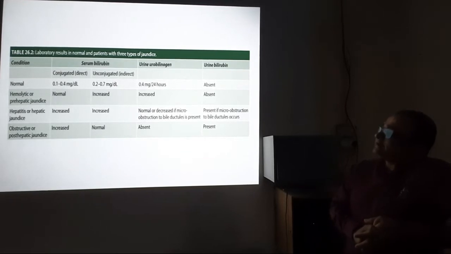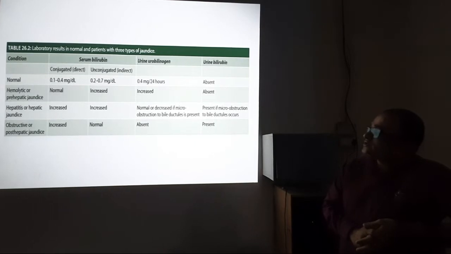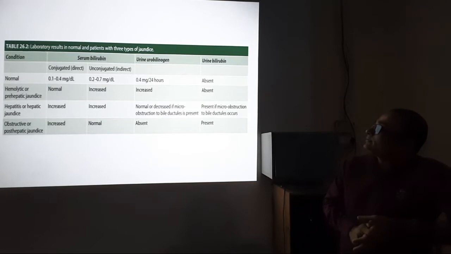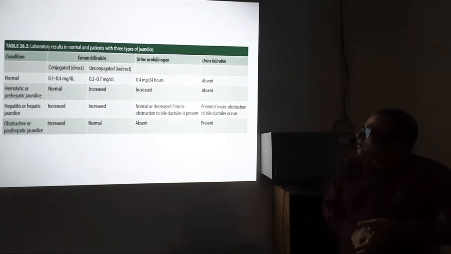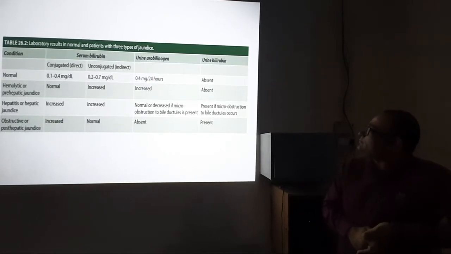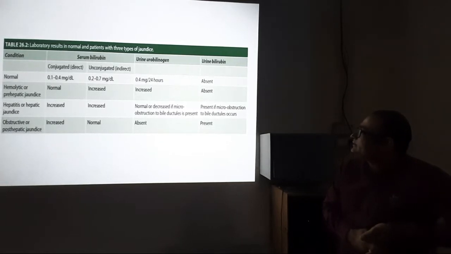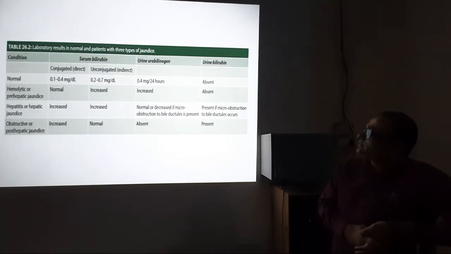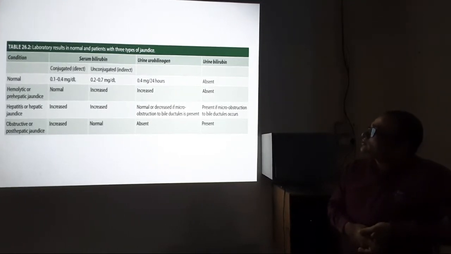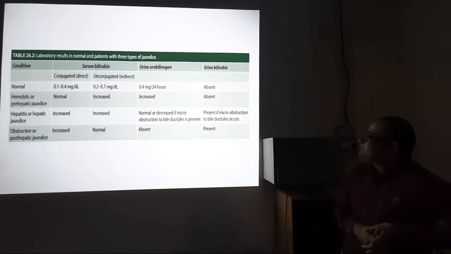Then next is hepatic jaundice. In hepatic jaundice, as I already told you, you will get both increased conjugated as well as unconjugated bilirubin. Urobilinogen in the urine might be normal or it might be decreased if there is obstruction to the ductules, and urine bilirubin may be present if there is obstruction to the intrahepatic bile ductules. So this is the picture of hepatic jaundice: both forms raised, urine urobilinogen normal to decreased, and urine bilirubin may be present.